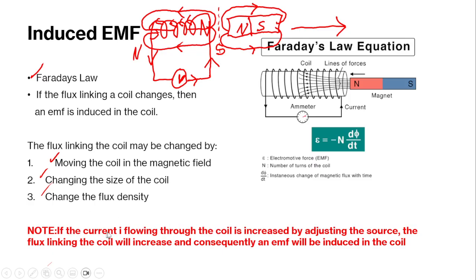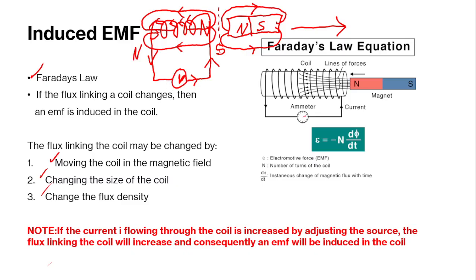Alright, so let's have a note. If the current flowing through the coil is increased by adjusting the source, the flux linkage in the coil will increase, and so will the EMF. So that's basically transformers. Transformers, all they really did is replace the galvanometer with a source. So now you have this.